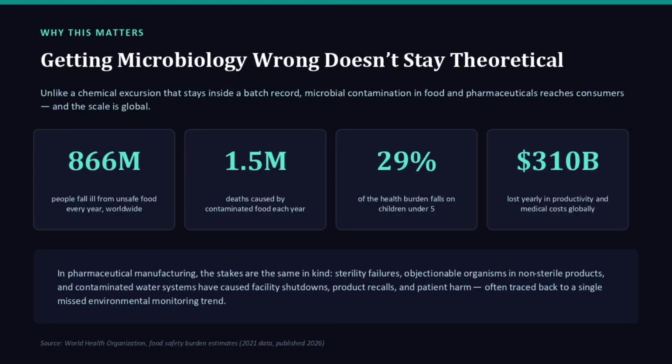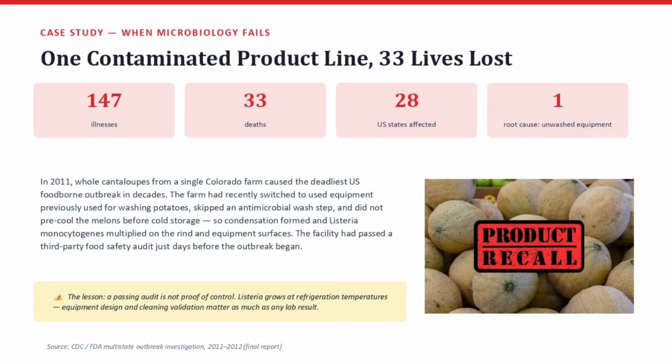And if you work in pharmaceuticals rather than food, do not tune out here. The stakes are the same in kind. Sterility failures, objectionable organisms found in non-sterile products, contaminated water systems. These have caused facility shutdowns, product recalls, and patient harm. And very often, the root cause traces back to a single missed environmental monitoring trend that nobody acted on in time. Let me make this concrete with a real case, because numbers on a slide do not hit the same way a real event does.